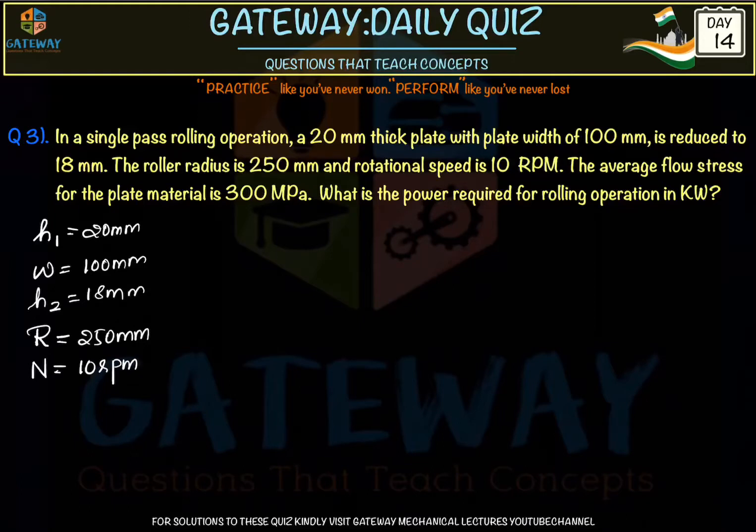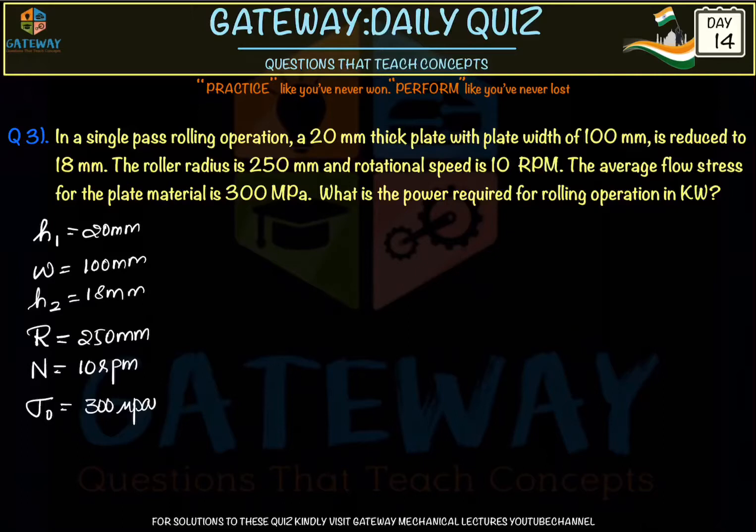The average flow stress, here they directly gave the average flow stress value, that is sigma naught, equal to 300 megapascals. Then they are asking us to calculate what is the power required for rolling operation in kilowatts. So for that, first thing is to calculate power, we need torque into omega. Generally, this is the case of rolling, right? It is a case of rotation. So torque into omega. For calculating torque, we need force. So we need a force between the roller and this workpiece.